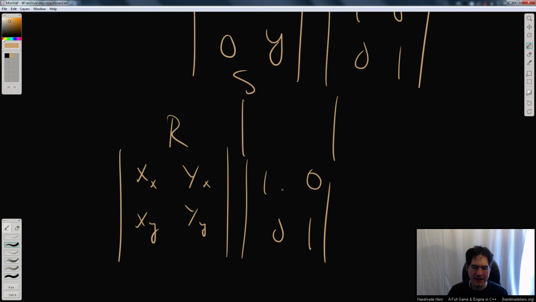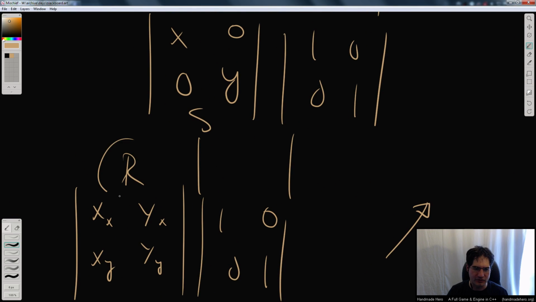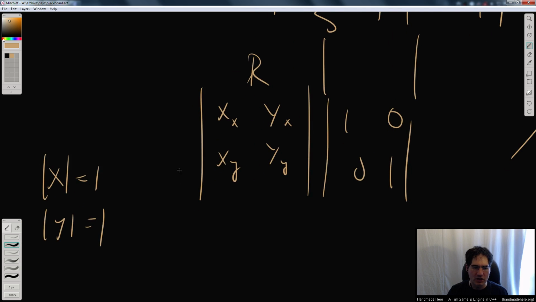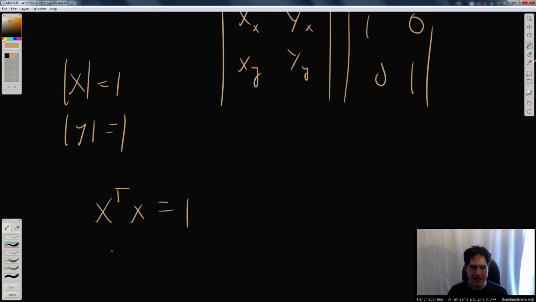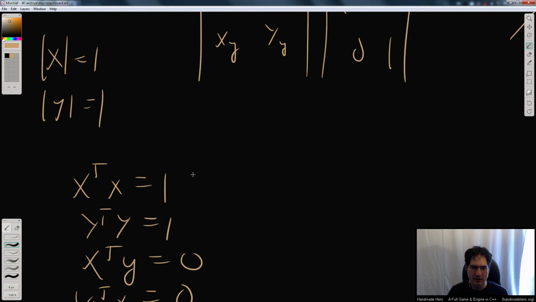Because we know that all of these are unit length. If it's just a rotation, then the x-axis length is 1 and the y-axis length is 1. So if we dot the x-axis with itself, we would get 1, and if we dot the y-axis with itself, we'd also get 1. We also know they're perpendicular, so if we dot the y-axis with the x-axis, we would get 0. Similarly, the dot product is commutative, so we get that.